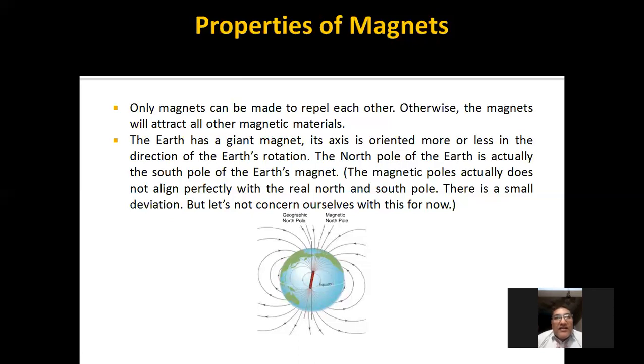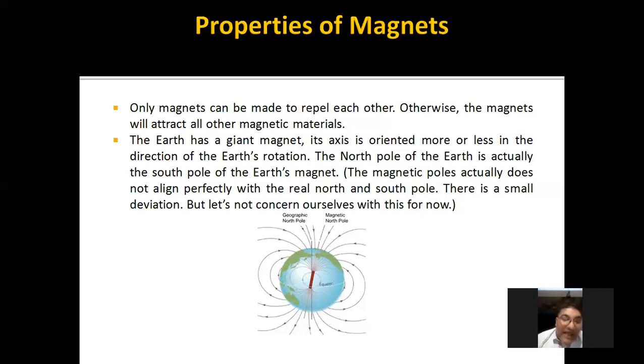and if you have a magnetic compass, its north will always be pointing in this direction. Wherever the needle of the compass points, that needle actually represents the direction of the magnetic field.